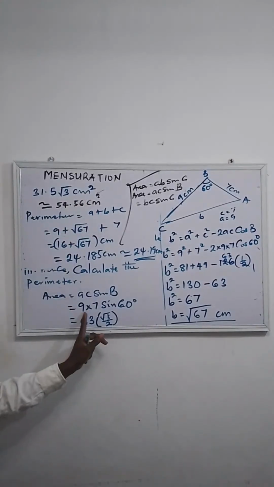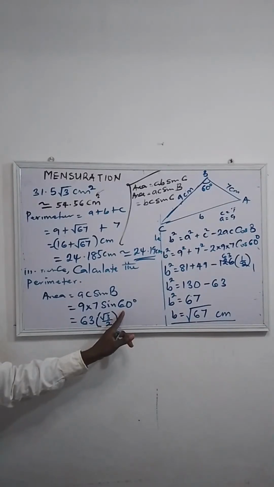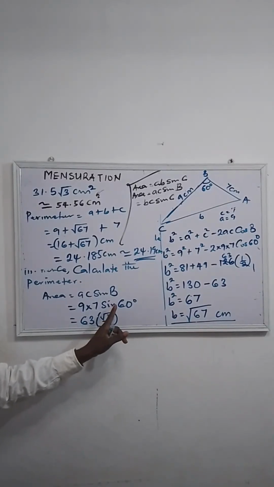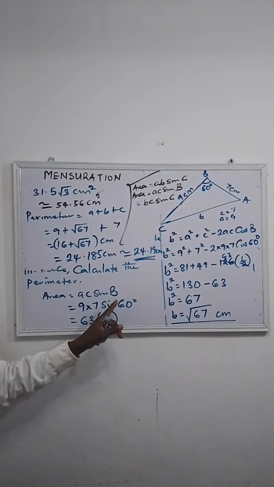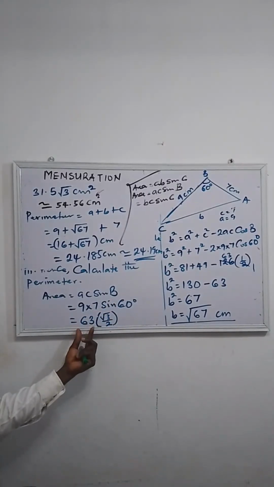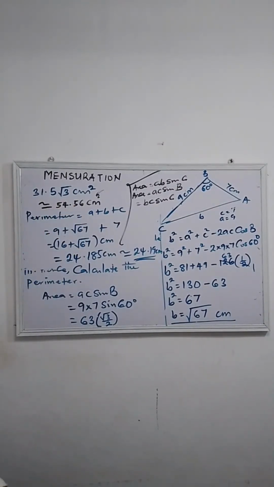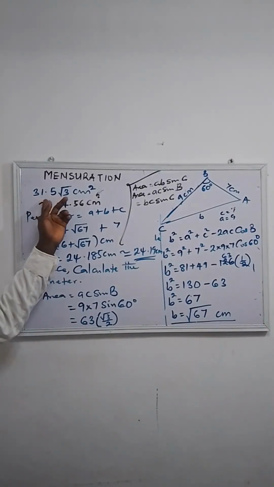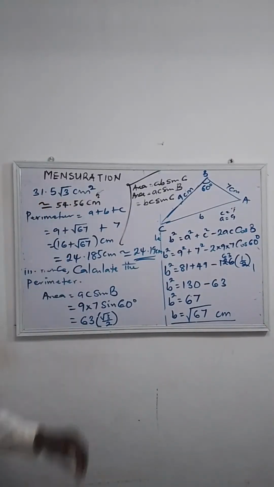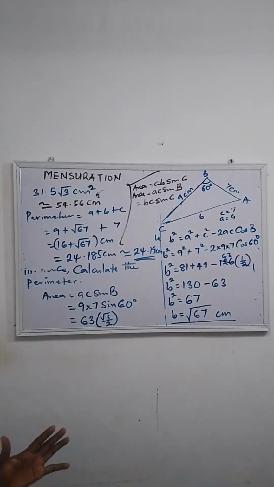But if you are making use of your calculator, you can just press sine 60. So sine 60 is 0.8 something. So you multiply that with 63. All right, and you have 54.56, which is the same thing as 31.5 times square root of 3. Okay, so that's how we arrived there. So I want to believe you understand that.